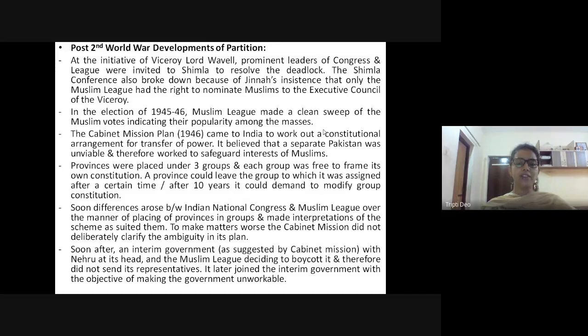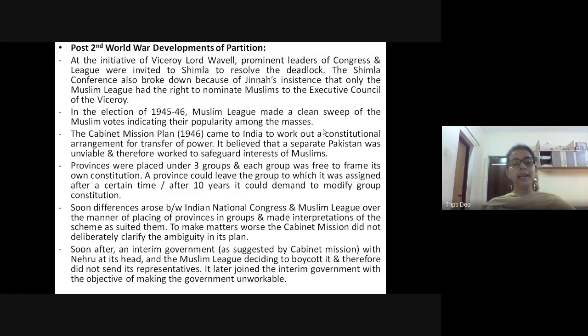At the initiative of Viceroy Lord Wavell, prominent leaders of Congress and the League were invited to Shimla to resolve the deadlock. The Shimla Conference also broke down because of Jinnah's insistence that only the Muslim League had the right to nominate Muslims to the Executive Council of the Viceroy. In the elections of 1945-46, the Muslim League made a clean sweep of the Muslim votes, indicating their popularity among the masses. So after the 1937 elections, in the 1945 elections the Muslim League got a lot of votes from Muslim people.